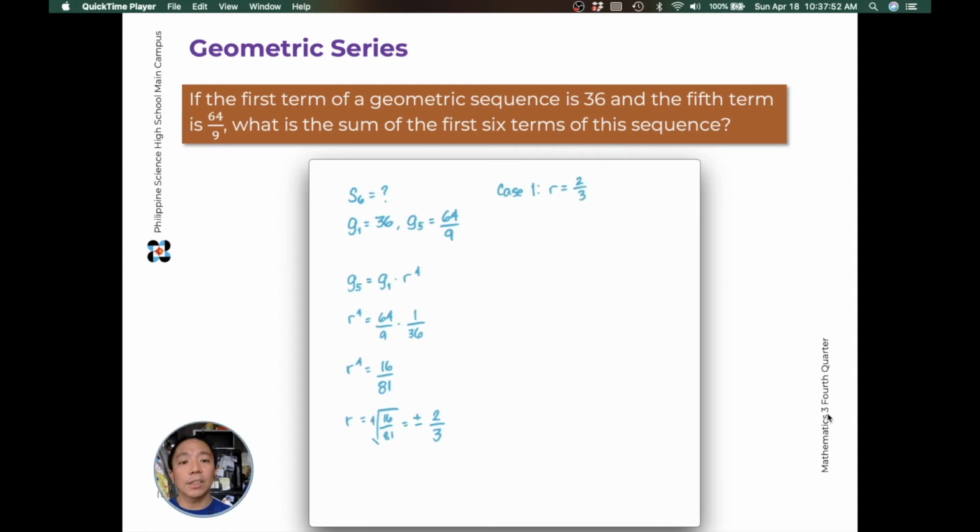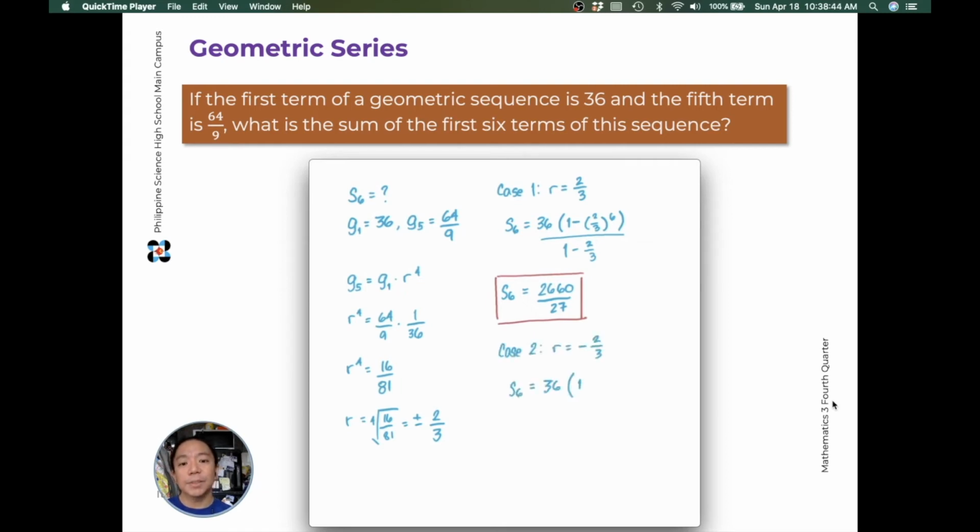First case is when r is positive 2/3. Substituting into our equation for the sum of the first 6 terms, the sum is the first term, 36, times 1 minus r, which is 2/3, raised to n, so 6, all over 1 minus 2/3, or 1/3. Basically, multiply natin lahat by 3. So ito, calculator na lang natin. This will give us 2,660 over 27. Medyo pangit, hindi siya some neat integer, but that's the final answer. We look at the second case, where r is negative.